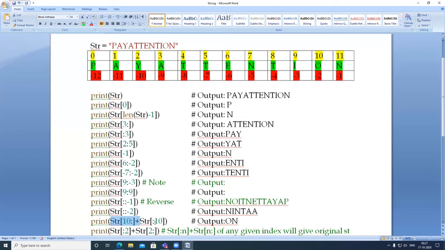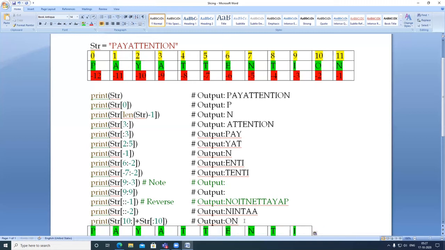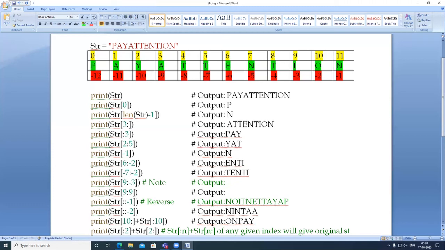And here I have colon 10. So I should move till 9, right? What are the characters present till 9? So these are the characters present. I am trying to copy it as it is. PAYATTENTI. This should be my output.